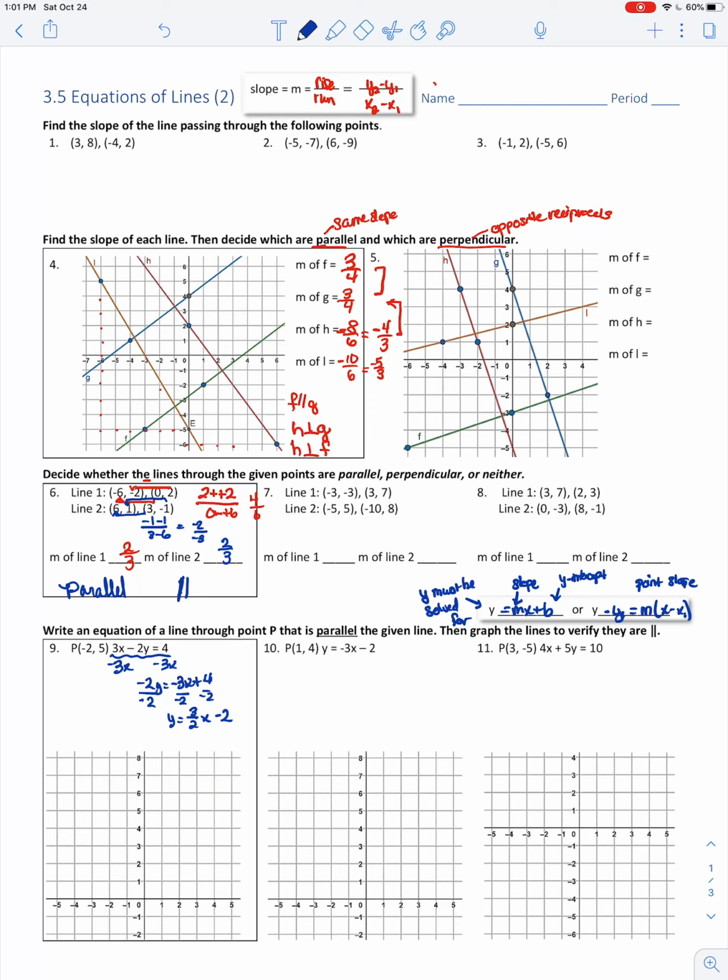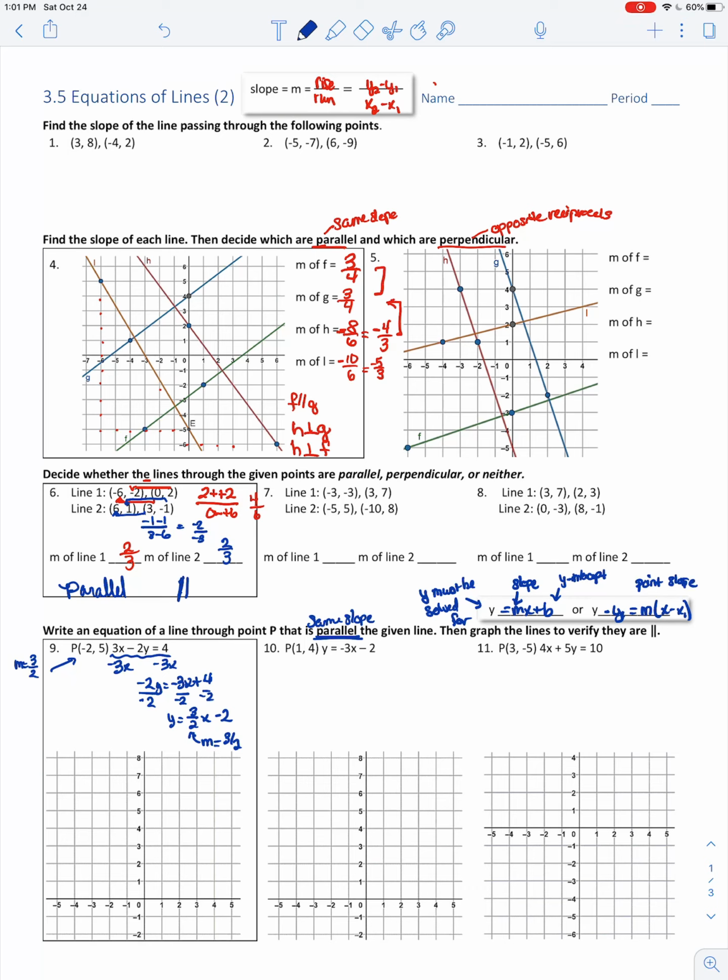So that is our old line with our old slope, which is 3/2. Because we want these lines to be parallel, we want to use the same slope. So we're going to use 3/2 with this point. So there's our point, and our slope is 3/2.